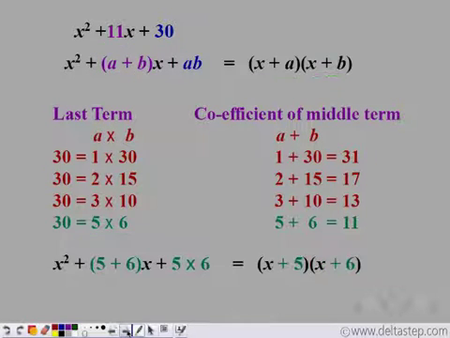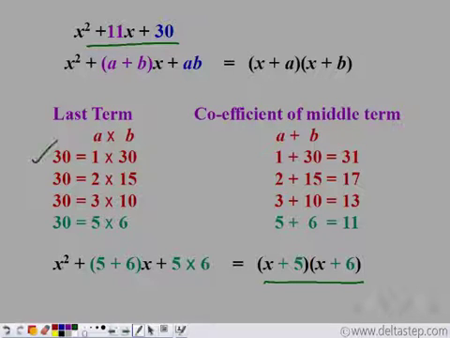So, this is what we have. We have factorized this expression to get x plus 5 into x plus 6. You can multiply this and verify that you will get x square plus 11x plus 30. An important point to note here is that we consider only integers.